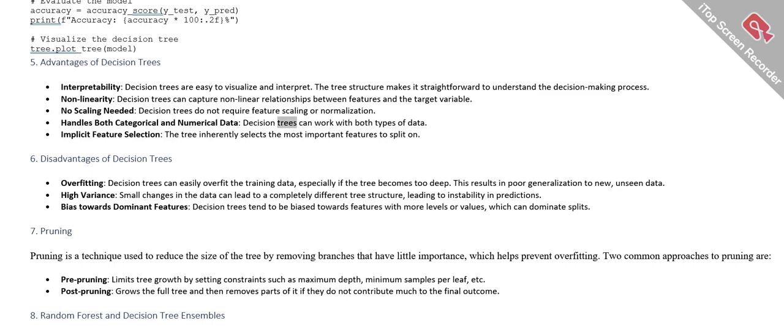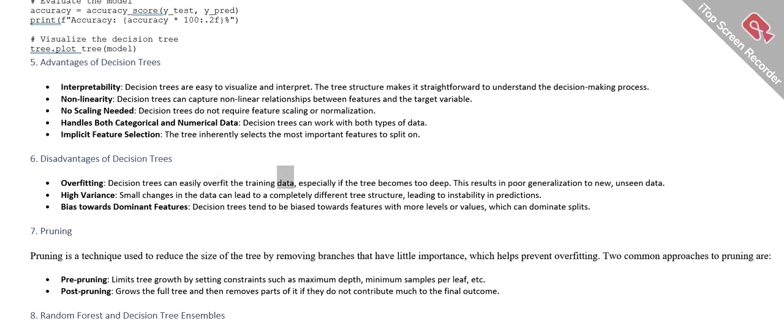Handles both categorical and numerical data. Decision trees can work with both types of data. Implicit feature selection. The tree inherently selects the most important features to split on. 6 disadvantages of decision trees.